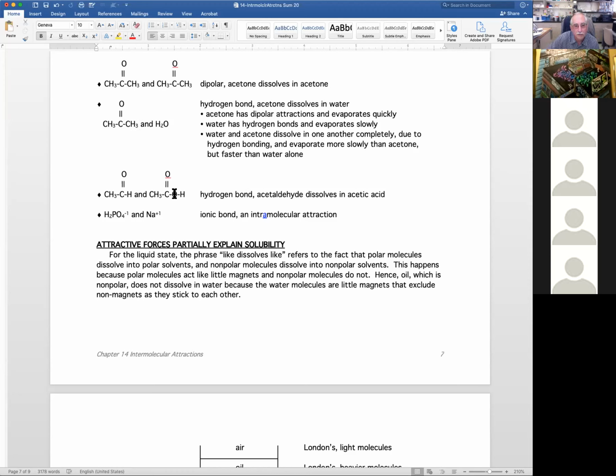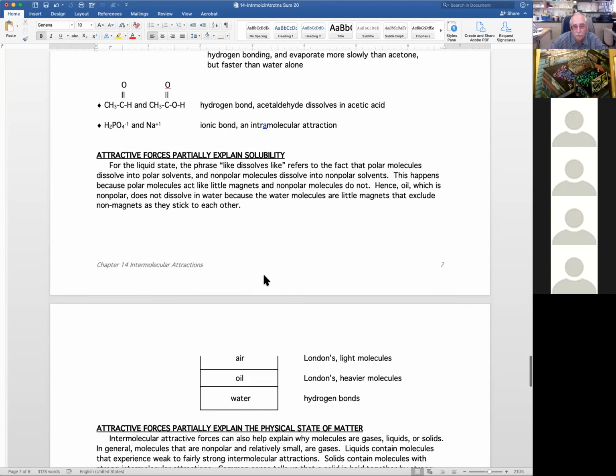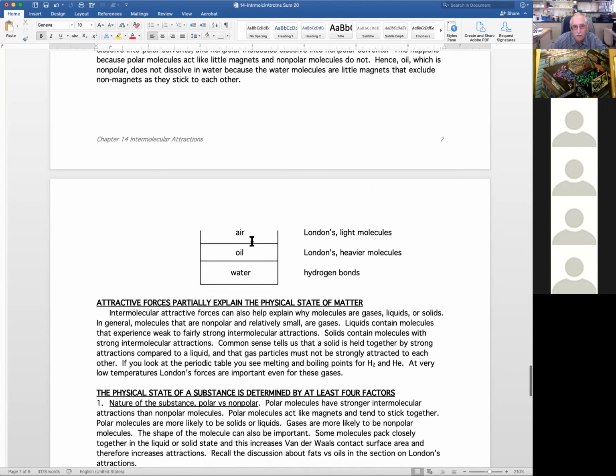Anyway, so here's the OH of one, here's the O of the other one, hydrogen bond. And just to be careful, these are ionic bonds. That's an intramolecular attraction. So attractive forces can partially explain solubility, right? So we're talking about over here. Water and oil are not soluble in one another. Air is not soluble in water either.